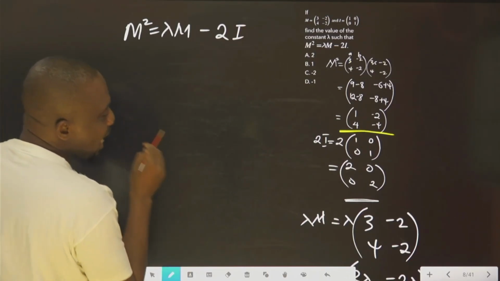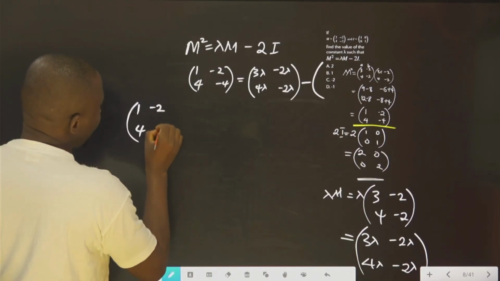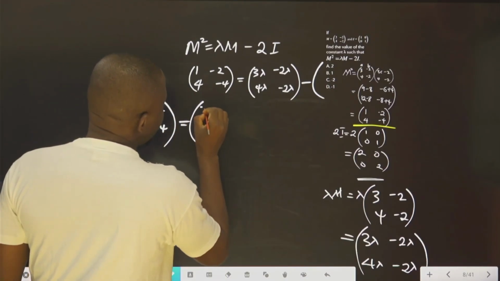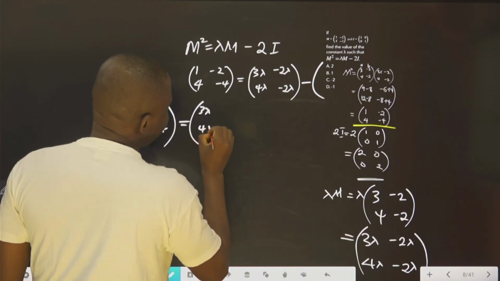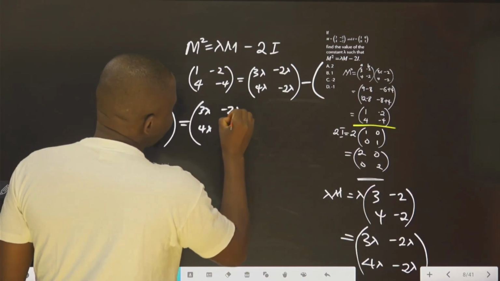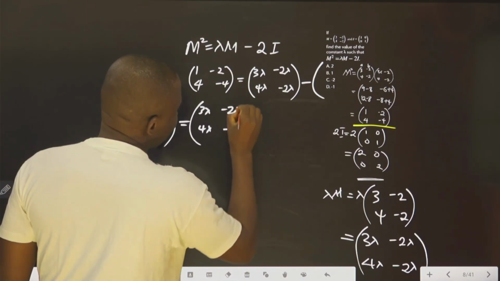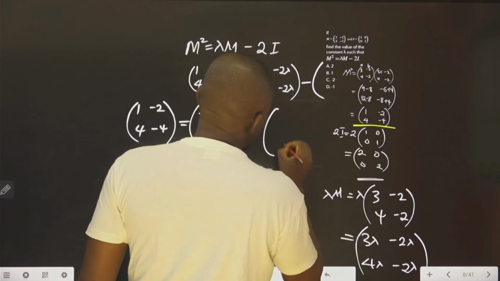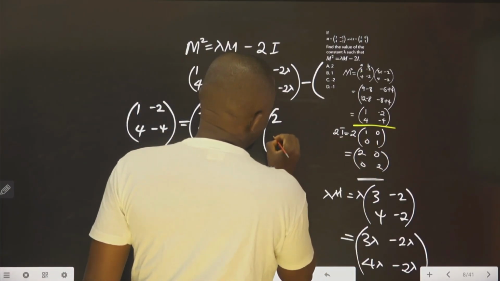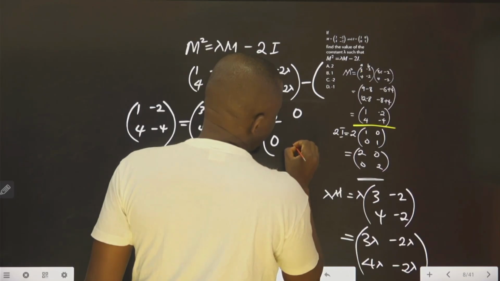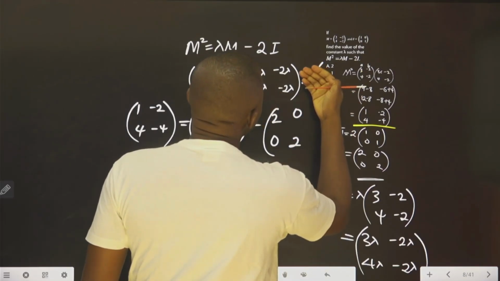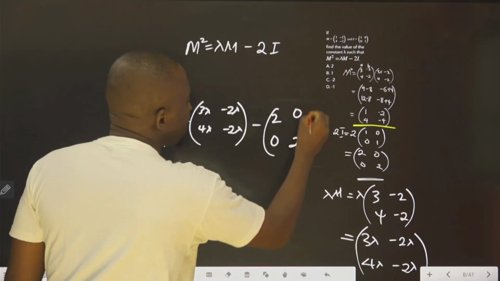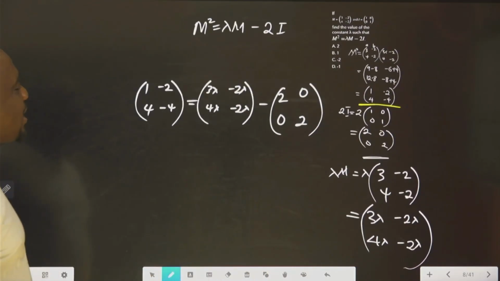okay? What is m squared? This is m squared because this is long. Okay, let me just do it here. 3 lambda, 4 lambda, minus 2 lambda, minus 2 lambda, minus this, that is 2, 0, 0, 2. Okay, so let me remove this. So now we can go ahead and work on this.